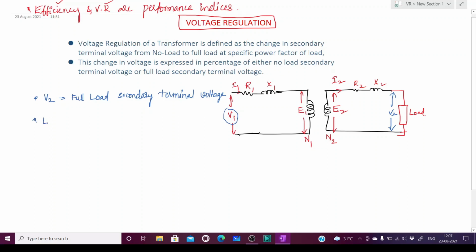And what is E2 here? If the load is not connected, the secondary circuit will be open circuited. I2 will never flow, so the effect of R2 and X2 will be 0. The voltage across the secondary terminal will be E2 only. E2 is called the no load secondary terminal voltage.